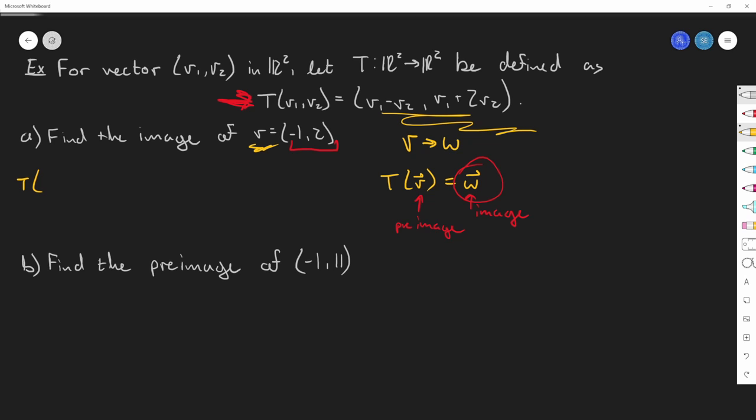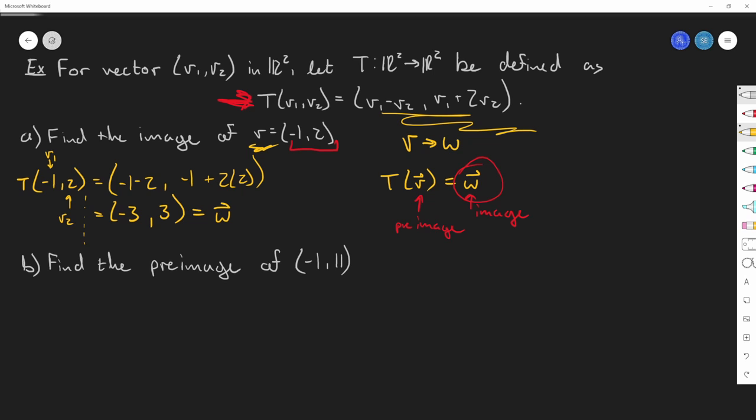So our answer is going to be T(negative 1, 2). This is our v1, this is our v2. So this is going to be negative 1, not comma, it's minus, negative 1 minus 2, and then negative 1 plus 2 times 2. We are left with negative 1 minus 2 is negative 3, and then 2 times 2 is 4, minus 1 is 3. So that is our W vector. Cool, that was pretty simple.